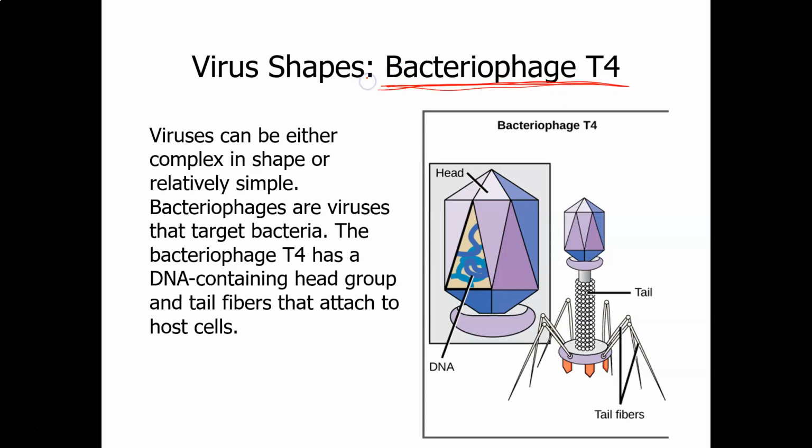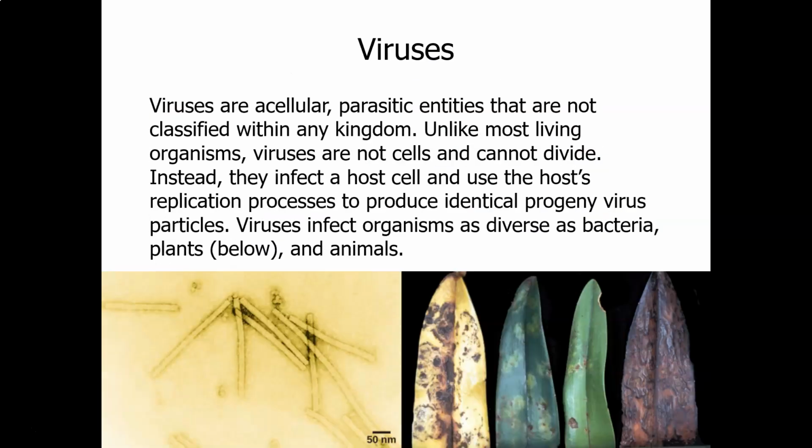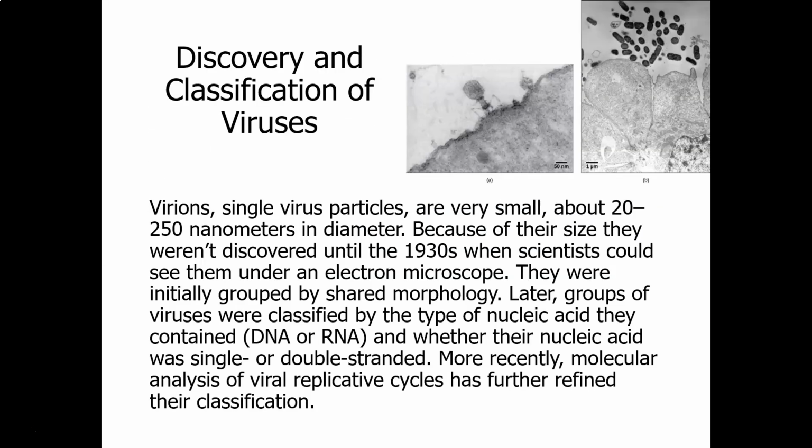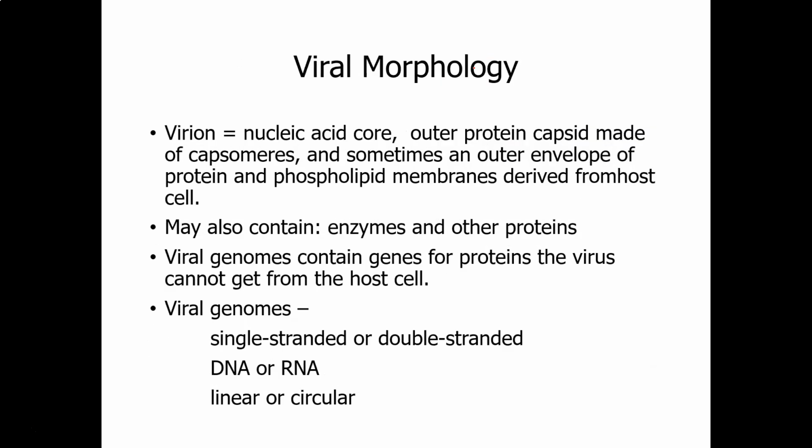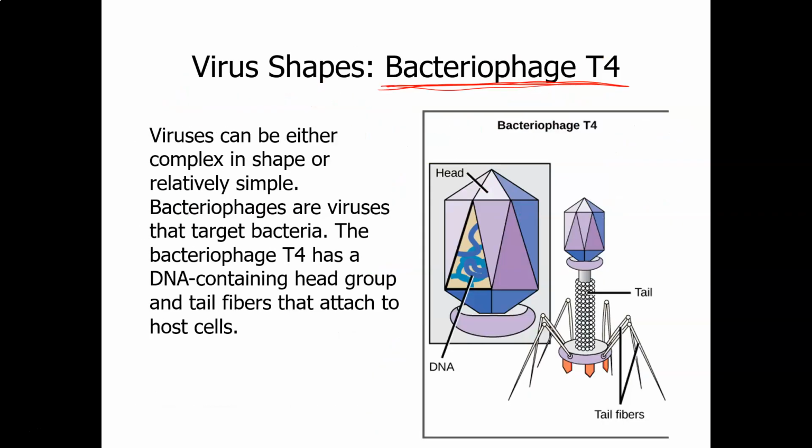Okay, this is a very complex shape. And it's a special kind of virus called a bacteriophage T4. It's the same virus that I showed you in the beginning that was attached to the E. coli. Oops, I went too far. It's this virus, okay? So that's a bacteriophage. A bacteriophage is any virus that targets bacteria. The host cell is a bacterium.